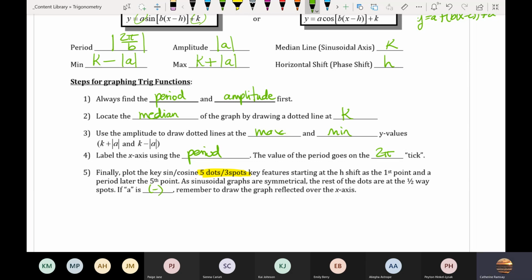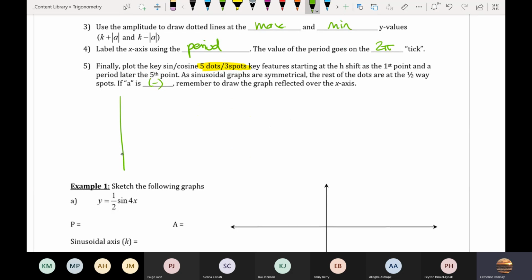Okay, so I want to refresh your memory here of what a sine graph looks like. So here is my y equals sine theta. A sine graph starts at the median and recycles itself a period later. So the first spot would be at the median. Then you would connect the second spot. And then halfway is your third spot. Halfway between that is your fourth. Halfway between that would be your fifth spot.